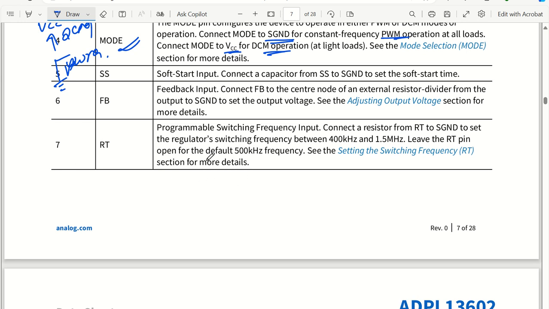RT pin we already talked about. If you want to keep it open, so that you can save one resistor in the design, like you don't have to utilize it, then keep it open, and the default frequency will be 500 kilohertz.